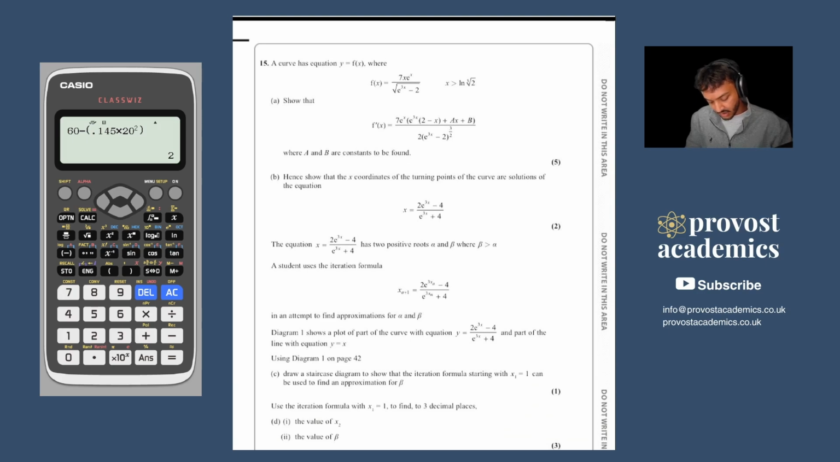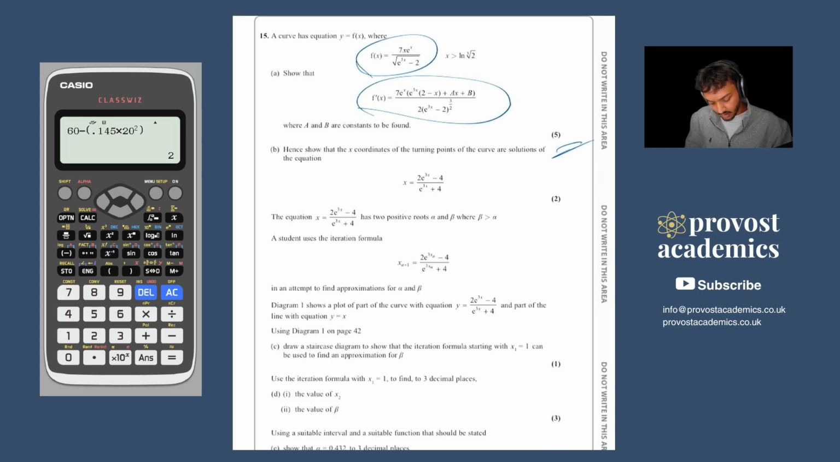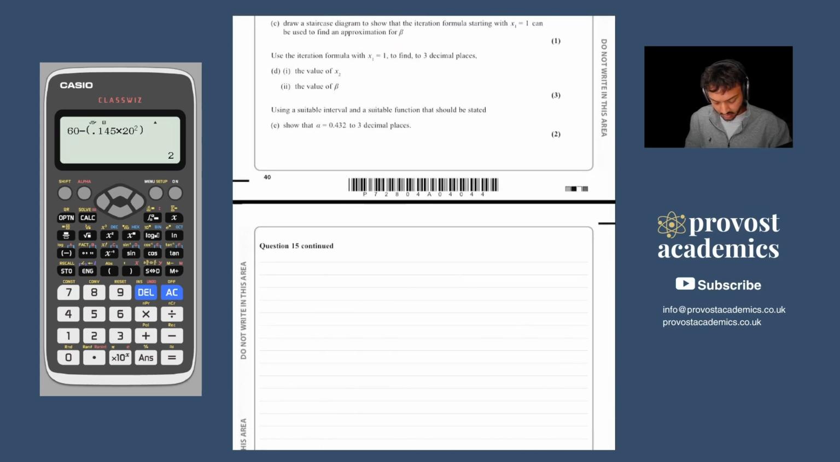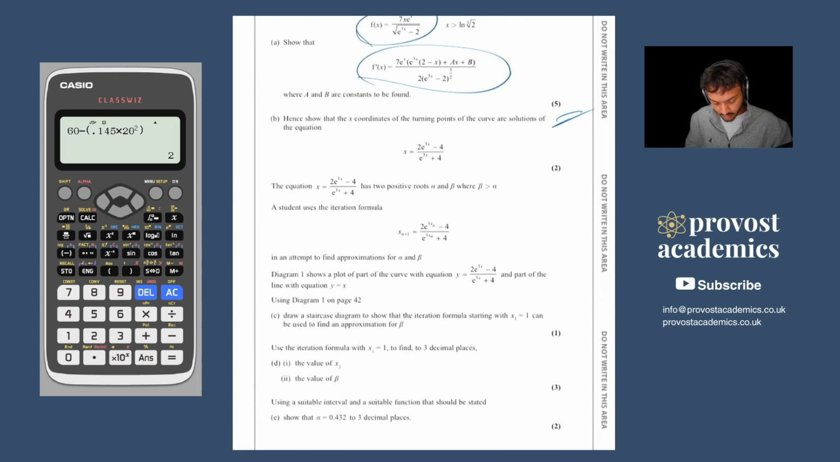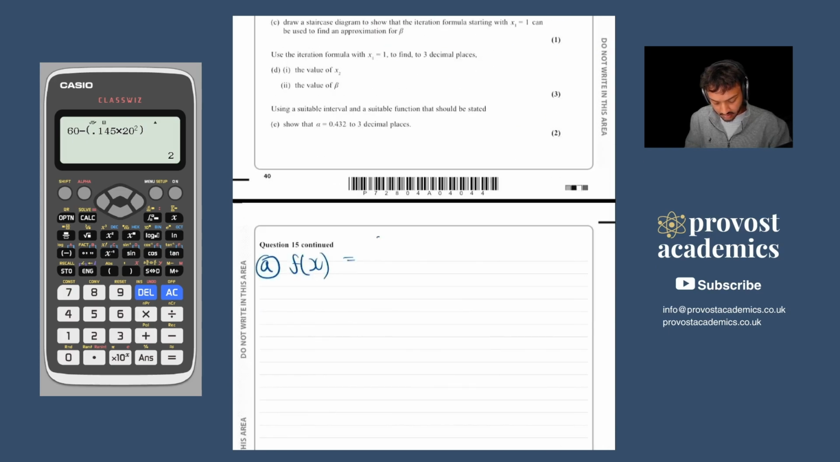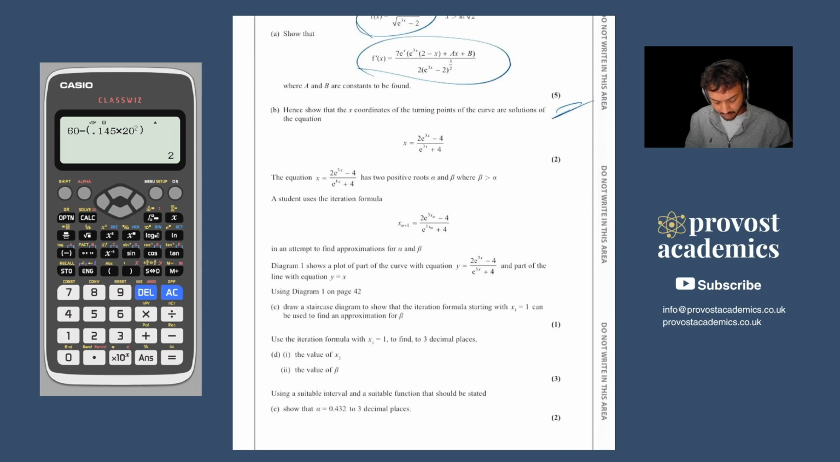So we have some curve, we have its function, we will need to show its derivative. 5 marks. So that tells me there's a lot of factorizing and simplification to be done here. Okay, so I'm just going to write down what the question is. So f of x is equal to 7x e to the x over the square root of e to the 3x minus 2.